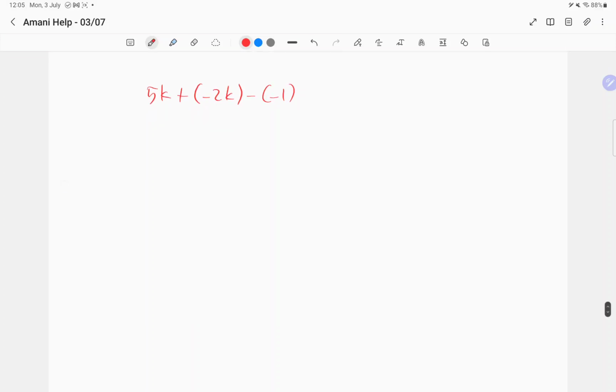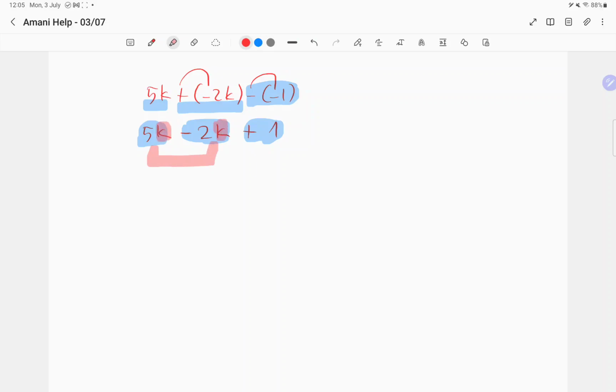Okay, here is another example. Again, 3 terms: 5k, and then negative 2k, and then negative of negative 1. Once again, open the brackets. 5k is the same, then plus negative is minus, so that'll be minus 2k, and negative negative is a plus, so that'll be plus 1. Note that in this new one, 5k is a term, negative 2k is a term, and plus 1 is a term. The only 2 like terms are 5k and negative 2k, because they both have k. 1 is not a like term, so that just has to be left alone. 5k minus 2k is just 3k, so the answer is 3k plus 1.